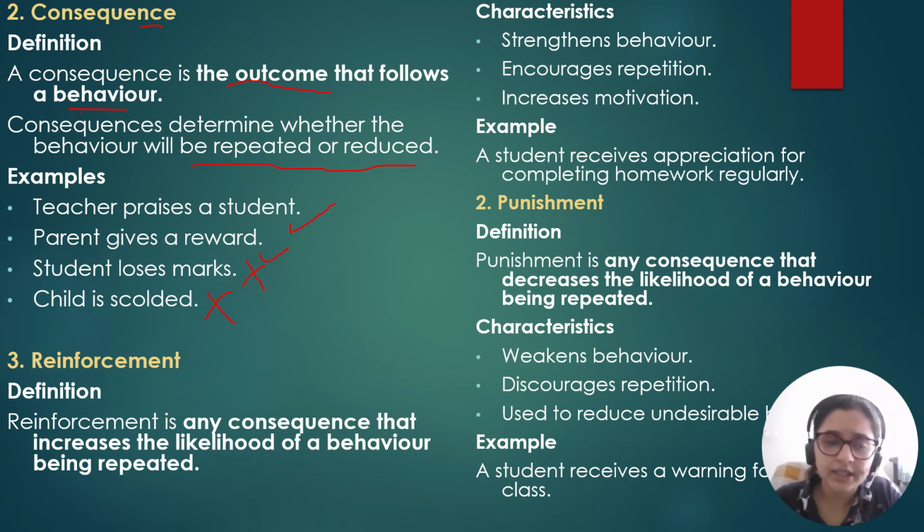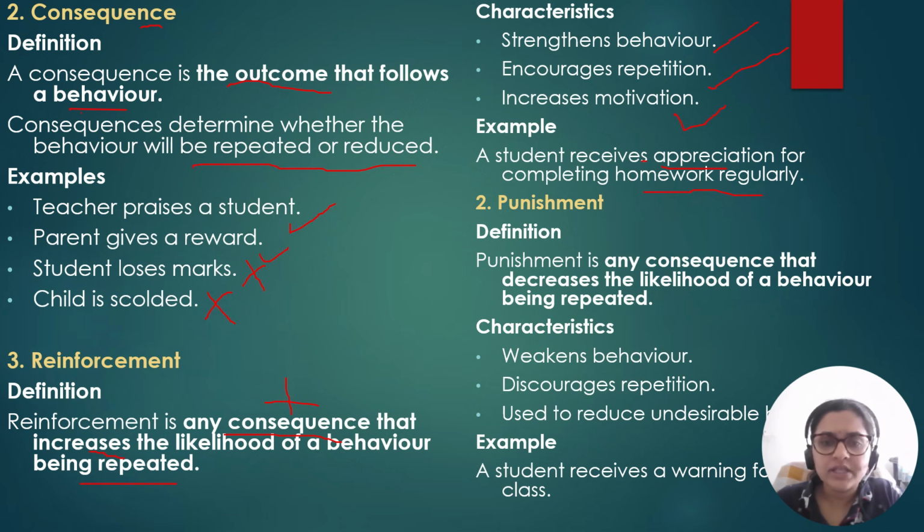The next important keyword is reinforcement. Reinforcement is any consequence that increases the likelihood of a behavior being repeated. That means it is a positive consequence. If reinforcement happens, then that student will repeat that particular behavior. So what are its characteristics? It strengthens the behavior. It encourages repetition. It increases motivation. Example: a student receiving appreciation for completing his homework regularly. So if he is appreciated for his behavior, he will do his homework more regularly.